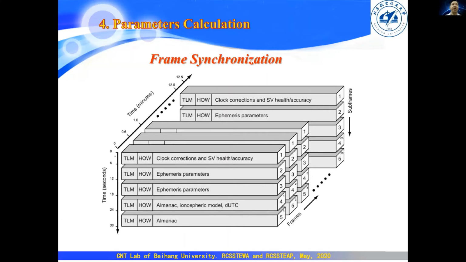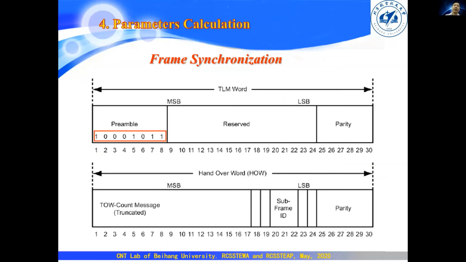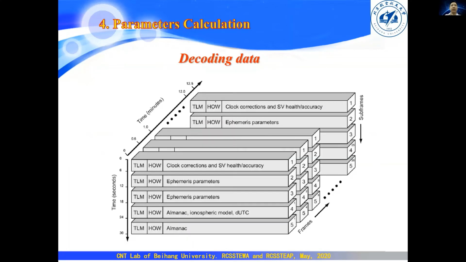For example, in GPS, each 6 seconds is called a subframe. So we can decode the data subframe by subframe: the clock, ephemeris, almanac, etc. Step by step by the frame. Each frame begins with a preamble, 10001011. It makes it possible to decode the data. Then after the preamble, you can decode the data.